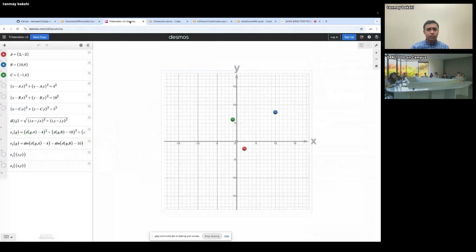Okay. So what I'm going to cover here is an example of a technique called trilateration. I'm not sure if you may be familiar with the concept of triangulation and trilateration. Triangulation is the way the GPS works.